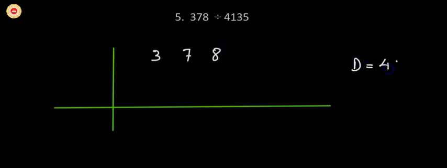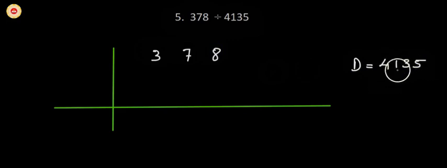Fifth example, 378 divided by 4135. The dividend contains 3 digits and the divisor contains 4 digits. Let us first write the dividend here. 3, 7, 8. And what is the divisor? The divisor is 4135.